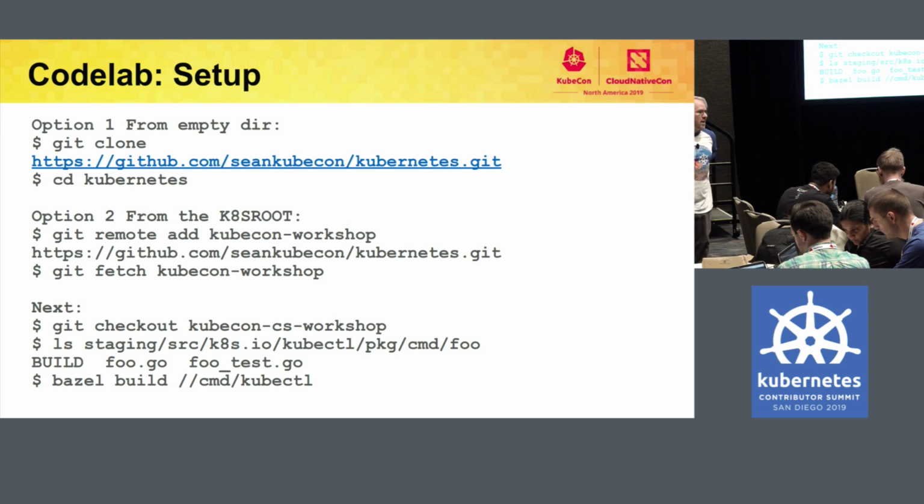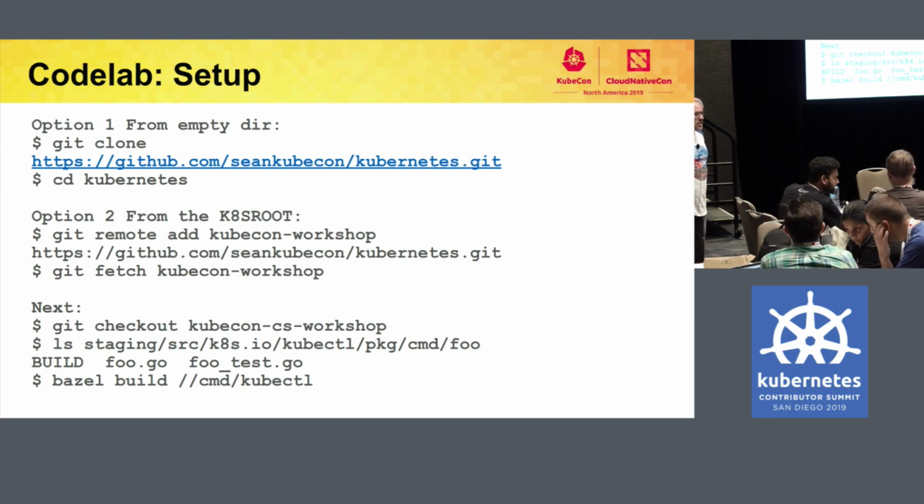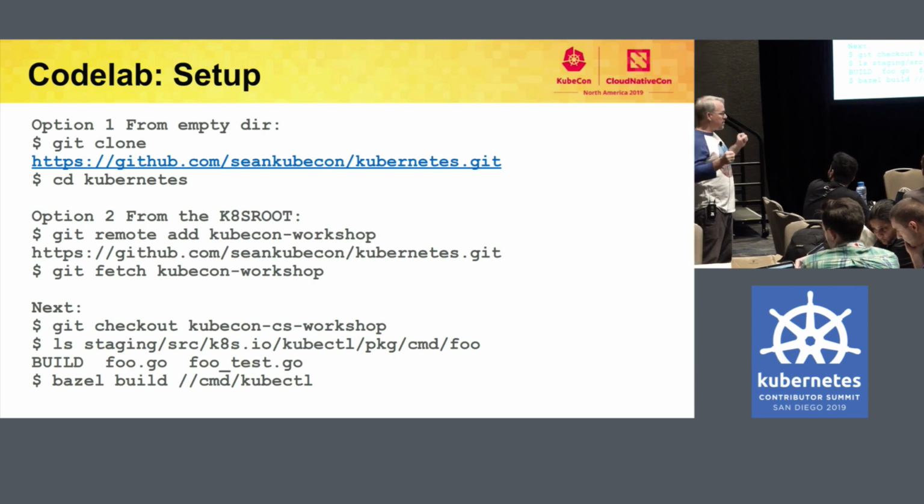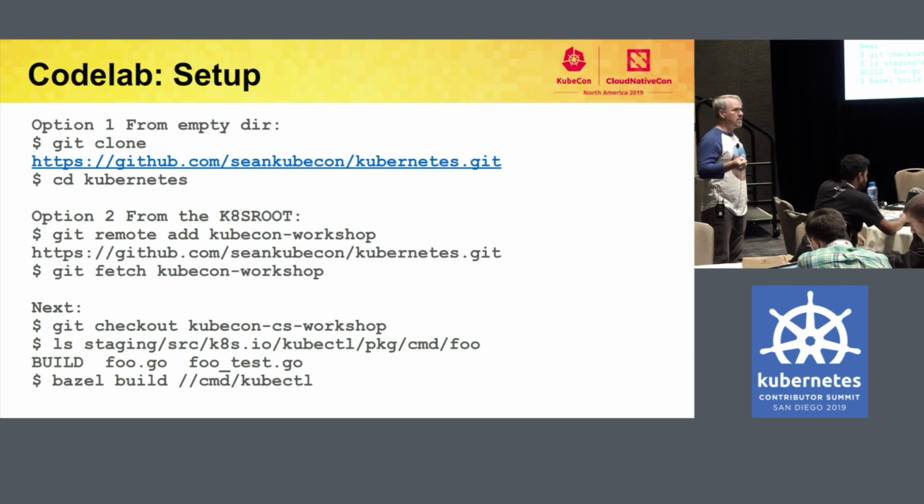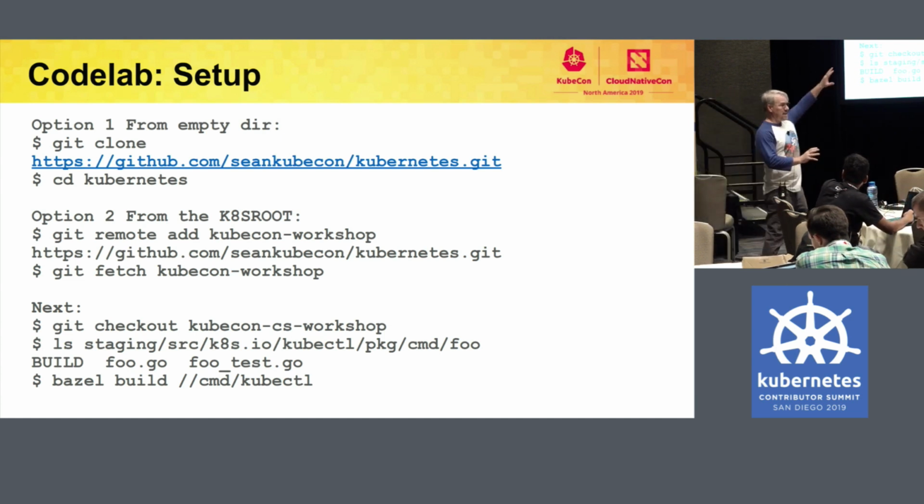So I'm actually going to move on to describing some of the API machinery stuff. For those of you who have already been able to compile the foo command, we're going to move on to the second part, which is communicating with the API server, and also being able to read and decode YAML files off the file system.